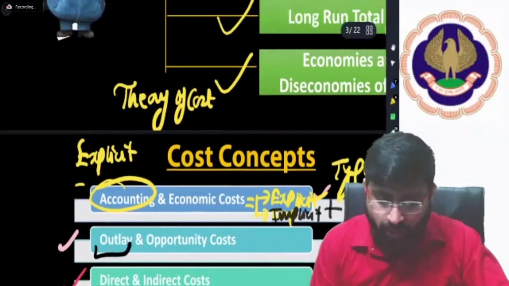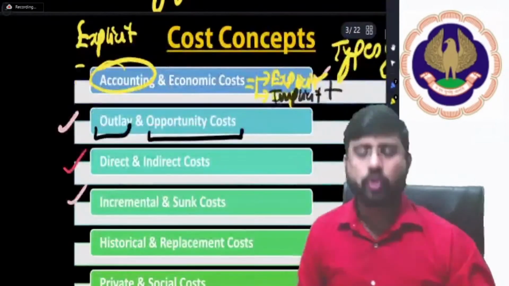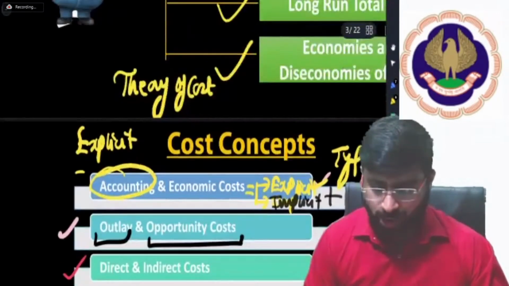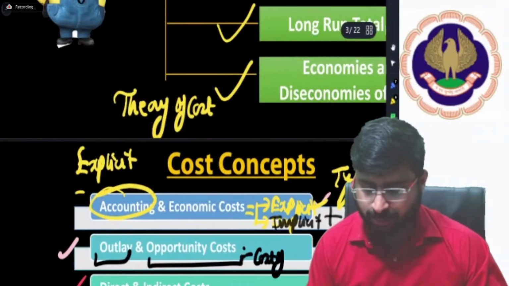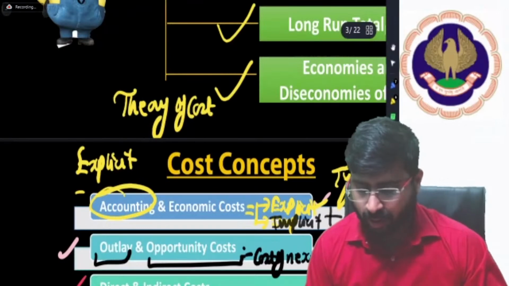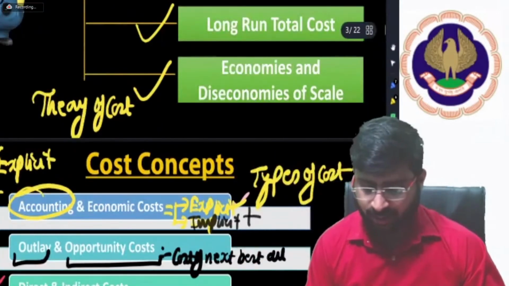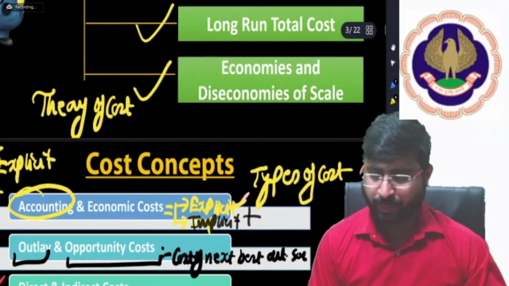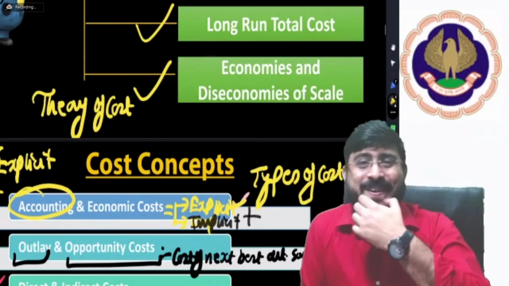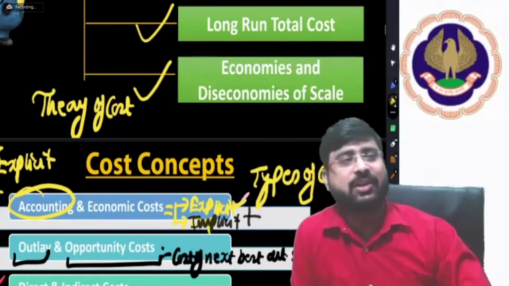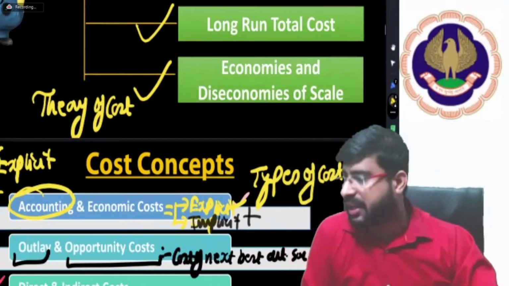Now, we talk about opportunity cost. What does opportunity cost mean? My dear friends, opportunity cost means cost of next best alternative sacrifice. I will explain with an example, but write it down. What is opportunity cost? Cost of next best alternative sacrifice.